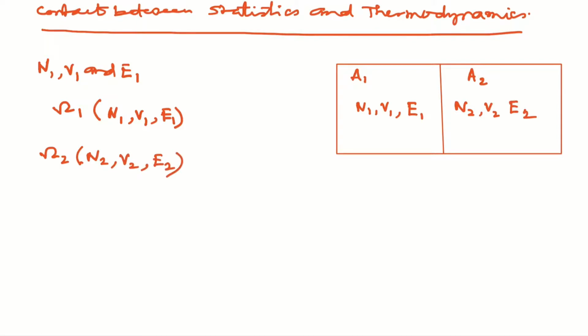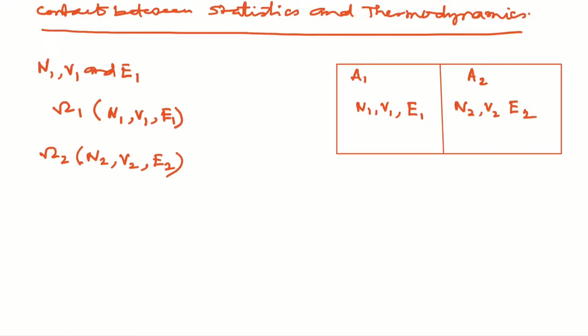The mathematical form of the function omega 1 may not be the same as that of omega 2, because that ultimately depends upon the nature of the system. We do, of course, believe that all thermodynamic properties of the systems A1 and A2 can be derived from the functions omega 1 and omega 2 respectively.